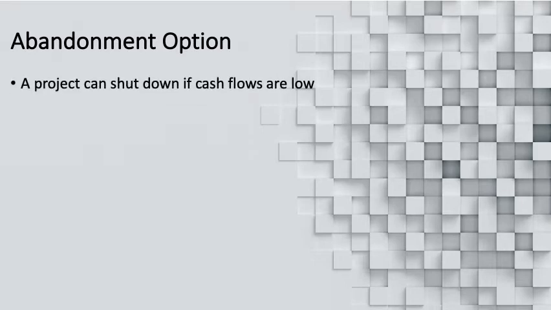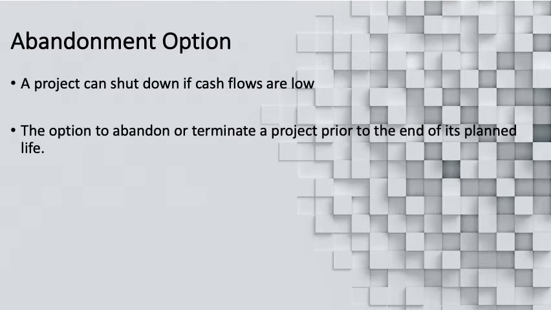Next would be the abandonment option. A project can shut down if cash flows are low. It is the option to abandon or terminate a project prior to the end of its planned life. So this option allows management to avoid or minimize losses on projects that turn bad. Explicitly recognizing the abandonment option when evaluating a project often increases its NPV.